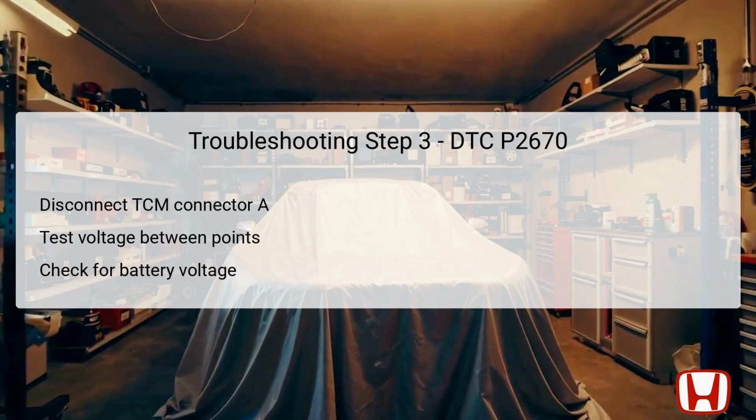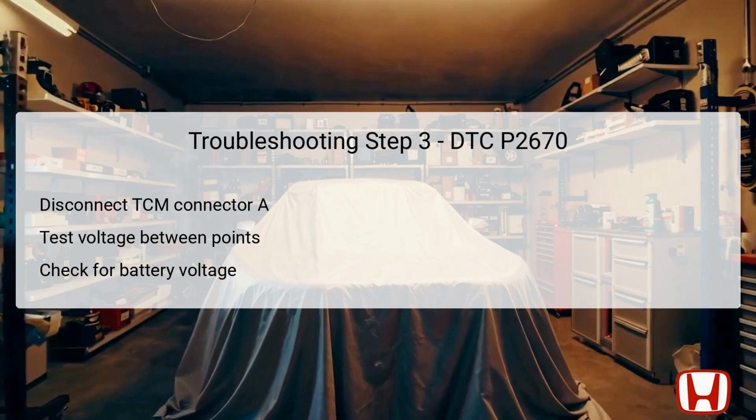In the third troubleshooting step for DTC P2670, you will need to assess the wiring integrity connecting to the TCM. Begin by disconnecting TCM connector A, which features 23 pins. With the connection severed, measure the voltage between designated test points on the connector. Ensure the vehicle is still in the off or lock mode during this check. Specifically, you will measure between test point 1, identified as TCM connector A pin 23, and a solid body ground.